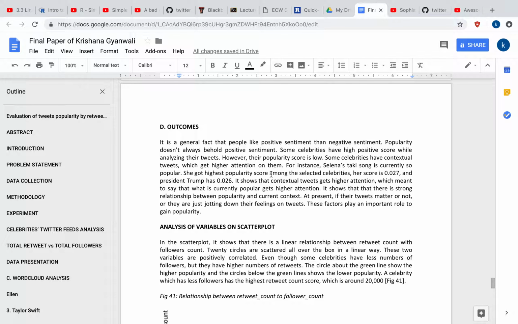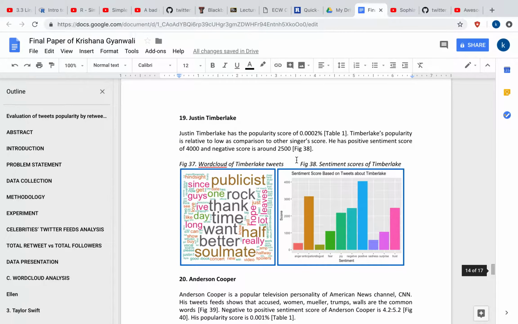And then the popularity score is based on the total retweet count, and then the total follower count, divided and multiplied by 100. So when we gather those data, we see the differences, that even though some celebrities have a higher number of followers, let's say Katy Perry, she has 106 million followers, but Selena Gomez has a lot less than her, her popularity score is high in the current context.